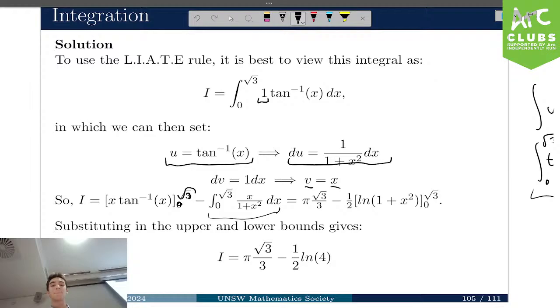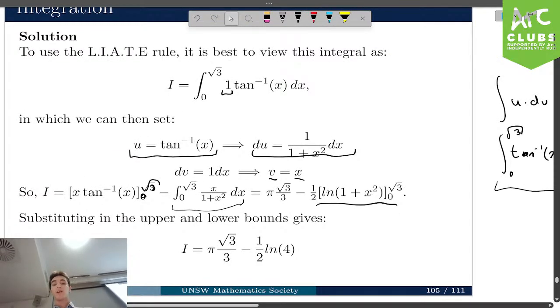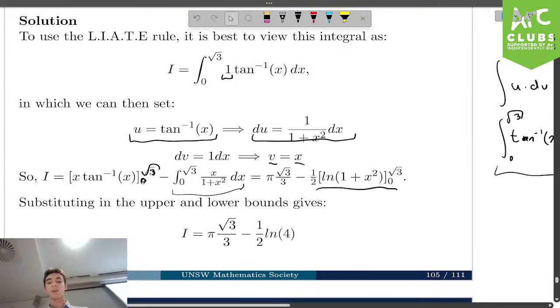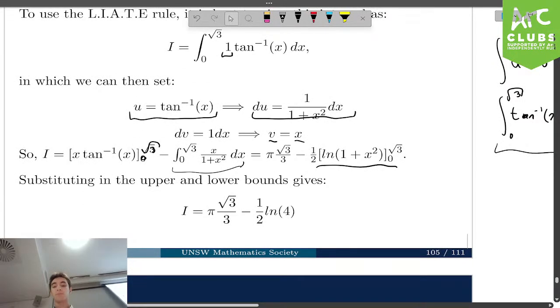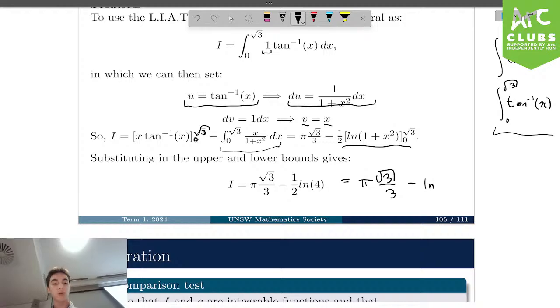It's just, you know, a linear over a quadratic. That will give us a log expression. This is what it gives us, right? And this is much easier to evaluate. If you do sub in these values into what we have in the brackets here, you end up getting negative half natural log of 4, okay? Which simplifies to pi root 3 on 3 minus natural log of 2.